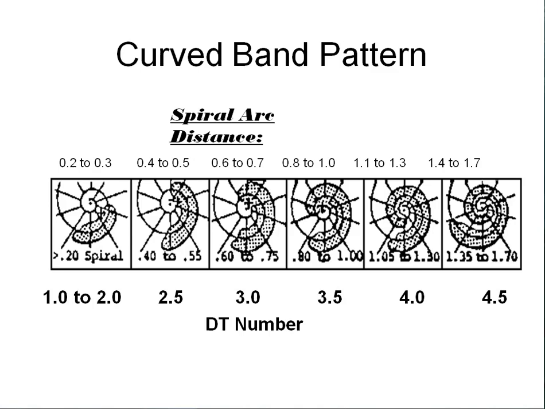Here are the T number assignments according to the spiral arc distance measurement. This chart is from Dvorak's original paper. And if measurements are made to the nearest tenth, one can use the labels that have been added here at the top of each figure. They give the same results. So as you can see here, using the curved band spiral arc distance, if the primary curved band spirals approximately halfway around the center, you have a T 2.5. If it just slightly more than fully surrounds the center, you have a T 4.0.